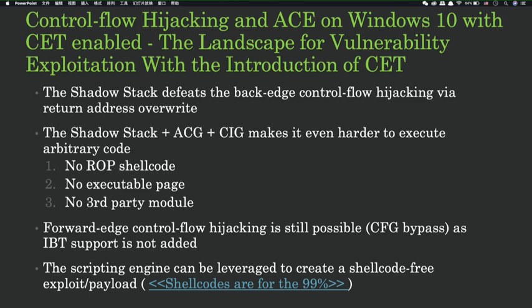But that being said, as we said in the previous section, the indirect branch tracking, which is a hardware solution for CET, is not implemented in the current Windows 10 implementation. Therefore, Windows 10 currently still heavily relies on the CFG for the forward edge control flow hijacking. We know it is possible to bypass CFG.